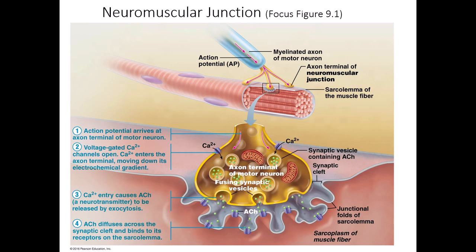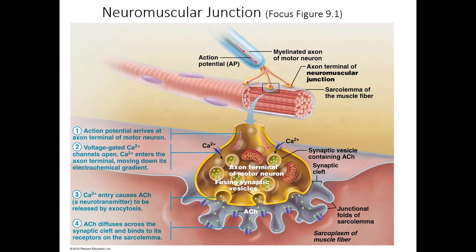Calcium inside the axon terminal is going to bind to the synaptic vesicles, the little bubbles that contain the neurotransmitter, which looks like the green dot. So the calcium causes those synaptic vesicles to fuse to the edge of the axon terminal, and using exocytosis, spit out the neurotransmitter into the synaptic cleft. The synaptic cleft is that slight space between the axon terminal and the skeletal muscle's sarcolemma.